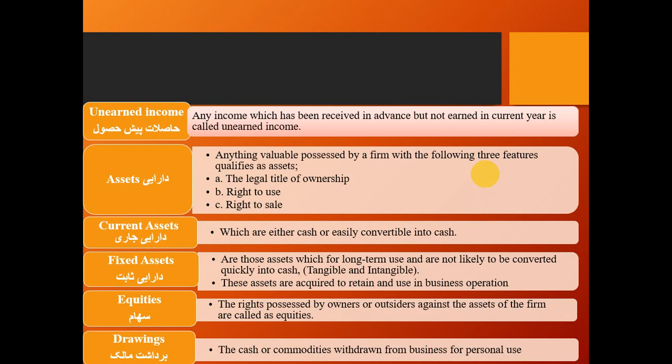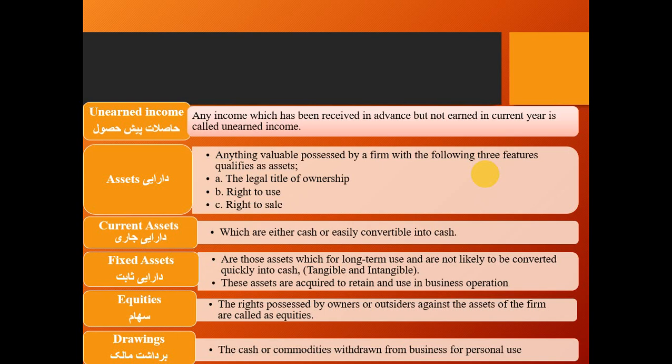Asset. What is an asset? Asset is anything which is valuable for the organization, and it has three rights: the right of ownership, the right of usage, and the right of sale. So that is called an asset. Suppose I have a mobile phone, I am the owner of it, right? I can sell it, I can use it. So that is an asset.